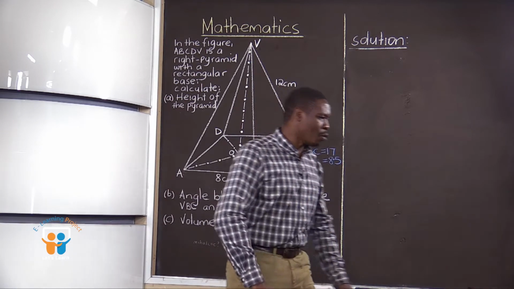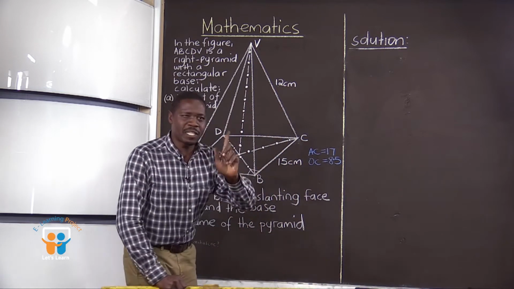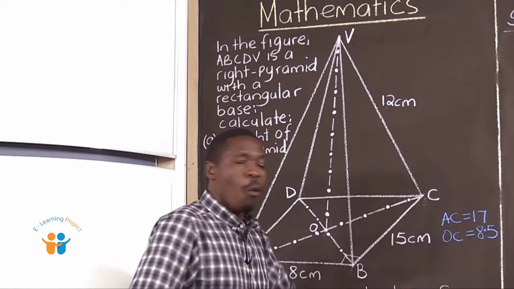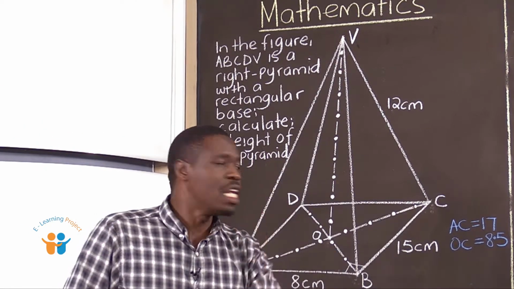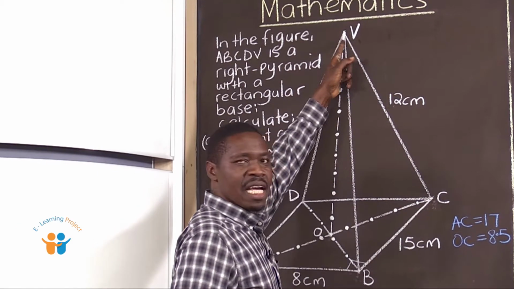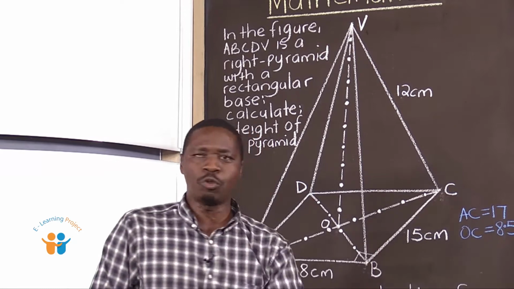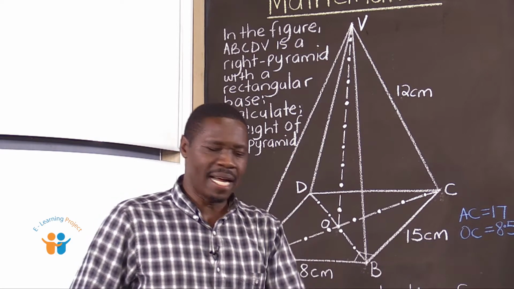Now we are going to use our ruler. We come to the first plane, which is VBC. We are going to cut it into two equal parts. We are going to draw a straight line from point V downwards. That straight line which cuts that plane into two equal parts is what we call a perpendicular bisector.